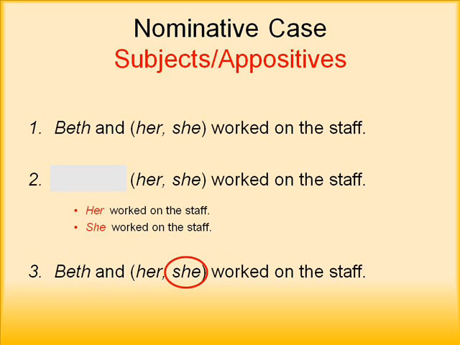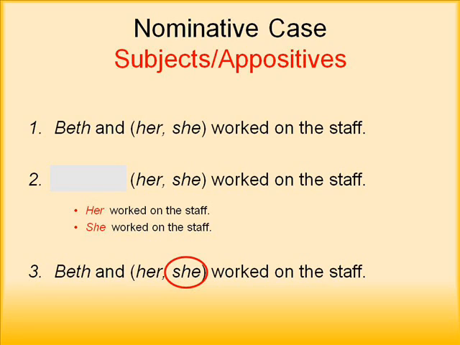Okay, let's look at the next example. Here's our sentence. Beth and her worked on the staff, or Beth and she worked on the staff. Well, when we have two words here, one's a noun, one's a pronoun, the best way to figure it out is to say them individually. Well, we know it would be Beth worked on the staff, so all we have to figure out is would it be her or she?